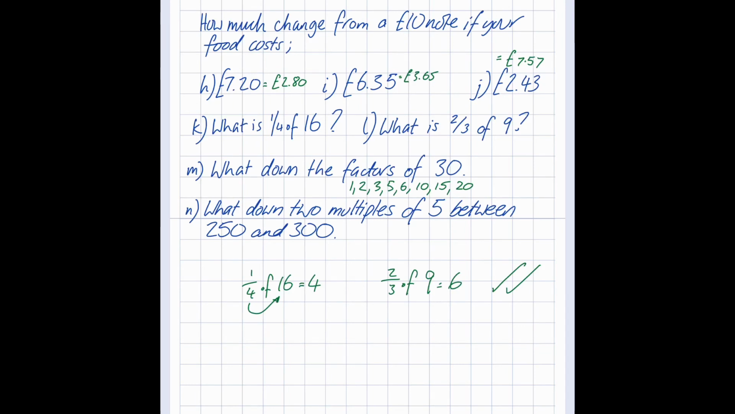And the last one, write down 2 multiples of 5 between 250 and 300. If I count up in 5s, all the numbers I land on are all the multiples of 5. So any number between 255 and 295 that ends with a 0 or a 5, give yourself the marks. So you could have had 260, 265, 270, 275, 280, and on up to 295.